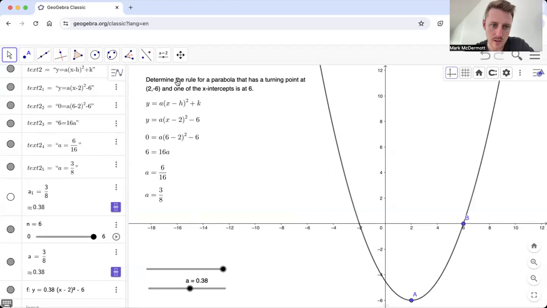So to summarize, you substitute in the turning point into the turning point form, and then use the other coordinate that's given to find the dilation factor from the x-axis, which makes it wider or narrower, so that it goes through the intercept that you need it to go through.